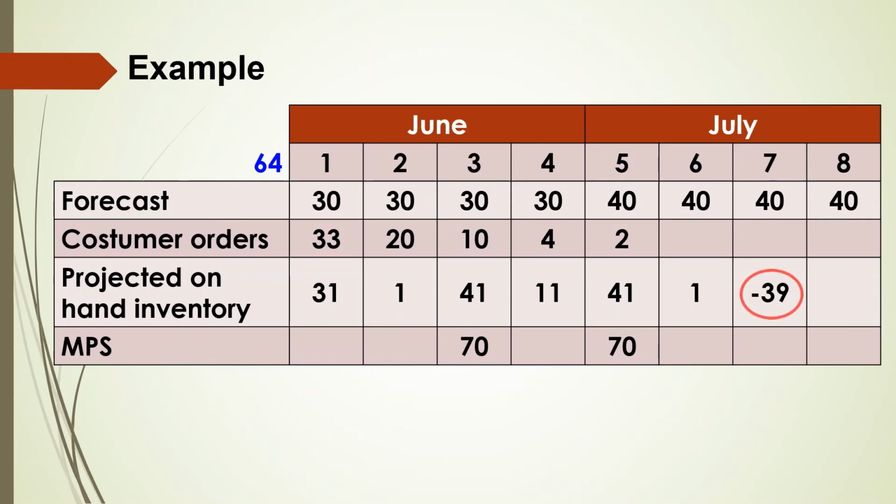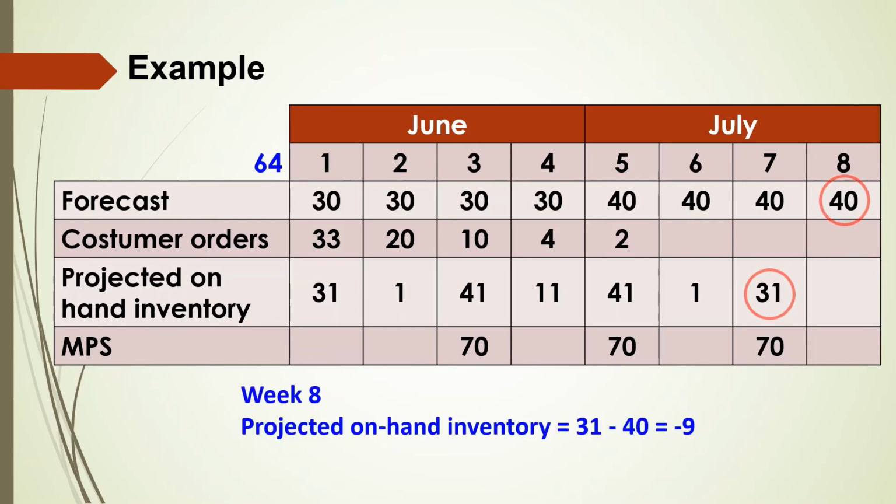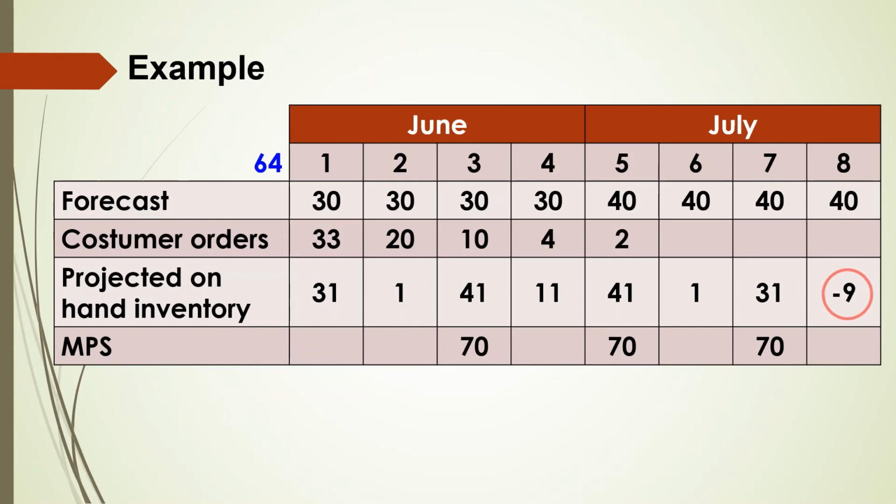The negative projected on-hand inventory in the seventh week will require production of 70 pumps, which will meet the projected shortfall of 39 pumps and leave 31 pumps for future demand. For the last week, week 8, projected on-hand inventory equals projected on-hand inventory of week 7 minus the forecast, because there is no customer orders. Thus, for week 8, we obtain projected on-hand inventory equals 31 minus 40 equals negative 9. The negative projected on-hand inventory in week 8 will require production of 70 pumps, which will meet the projected shortfall of 9 pumps and leave 61 pumps for future demand.